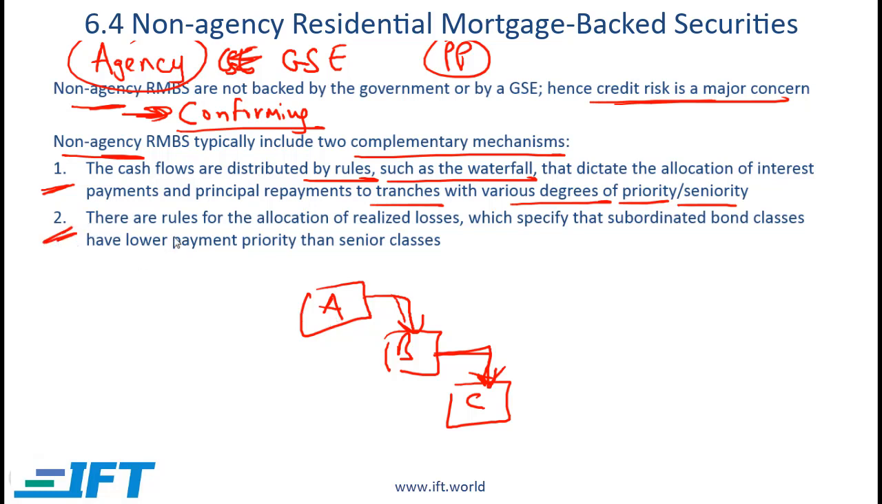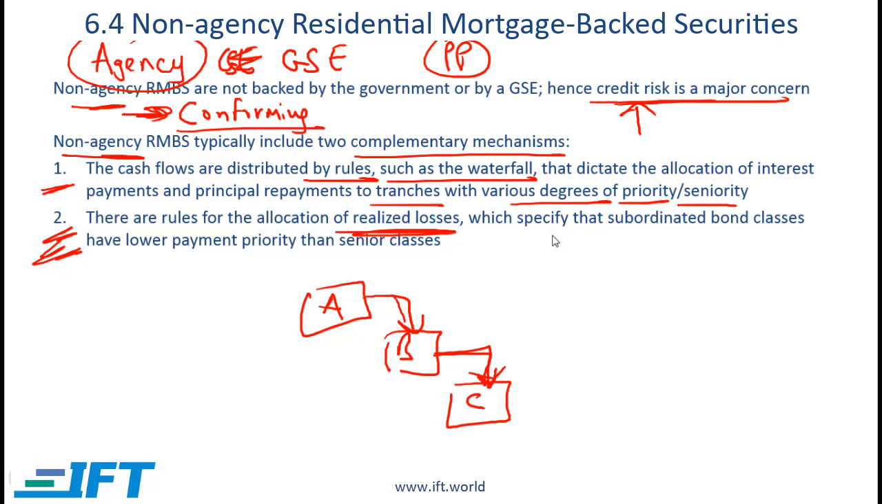The second point is that there also need to be rules for the allocation of realized losses, and this is important because now credit risk is a possibility, and it is possible that there will be defaults on some of the mortgage loans. If there are defaults, that means there will be losses. If there are losses, then how will those losses be allocated? Rules have to be defined, and that's what we are talking about here.